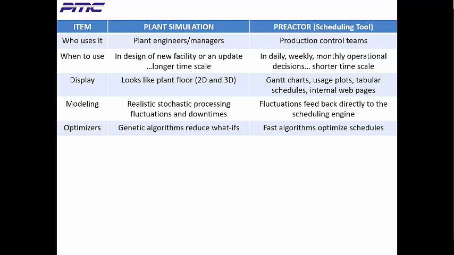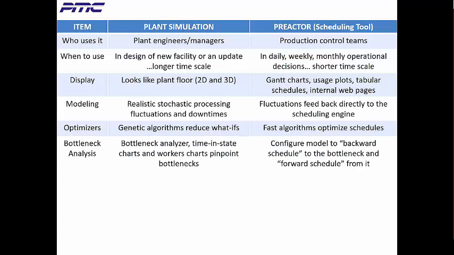Now, unlike Plant Sim that requires time to run simulations for all the various scheduling options, Preactor uses specialized fast algorithms to optimize schedules. For bottleneck analysis, Plant Sim has a unique bottleneck analyzer that helps you to pinpoint bottlenecks. Also, traditional time and state charts and worker charts can also help identify bottlenecks, while Preactor has the ability to backward schedule to the bottleneck and forward schedule from it.